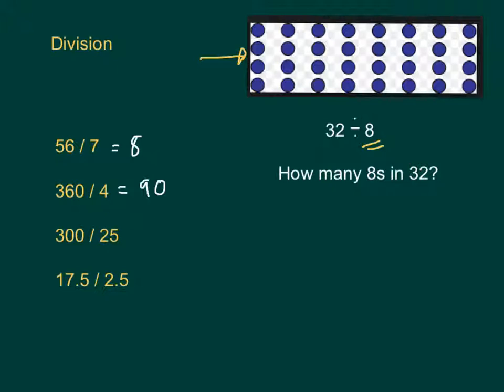180, 90. For the next one, I'd probably think, well, how many 25s are there in 100? There are 4. So in 300, there must be 12. 3 lots of 4. And then in the last question, again, I would think, how many 2.5s in 17.5? Well, I know that there are 4 in 10, and there are another 3 in 7.5. So I add that together, and there'd be 7.